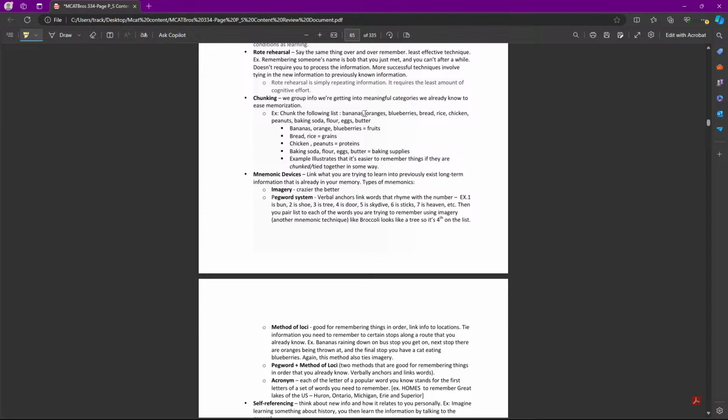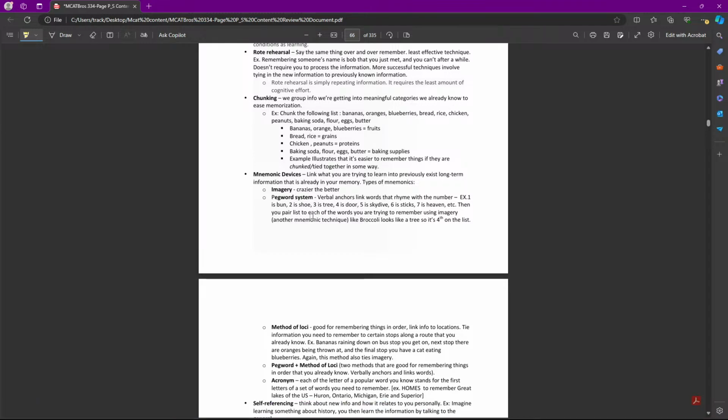Types of mnemonics are imagery, the crazier the better, and the pegword system. Verbal anchors link words that rhyme with the number. 1 is bun, 2 is shoe, 3 is tree, 4 is door. The one that we use here has been imagery, because when we want to remember, like, the opiates from earlier, the one with the T is natural because it's tree.